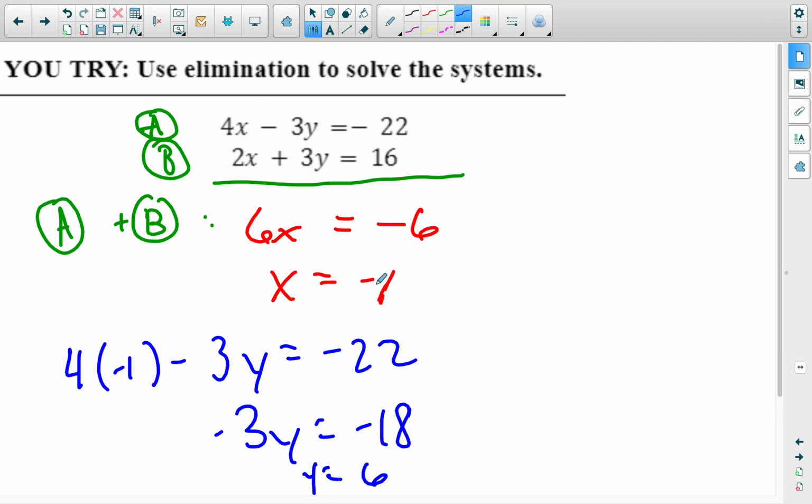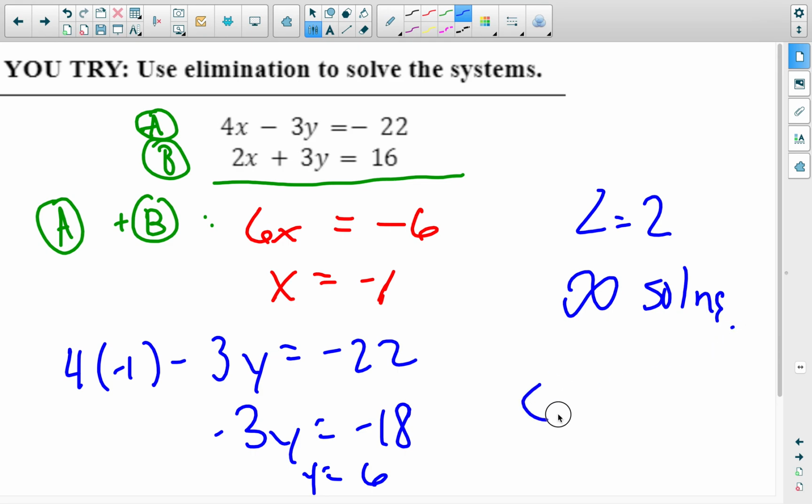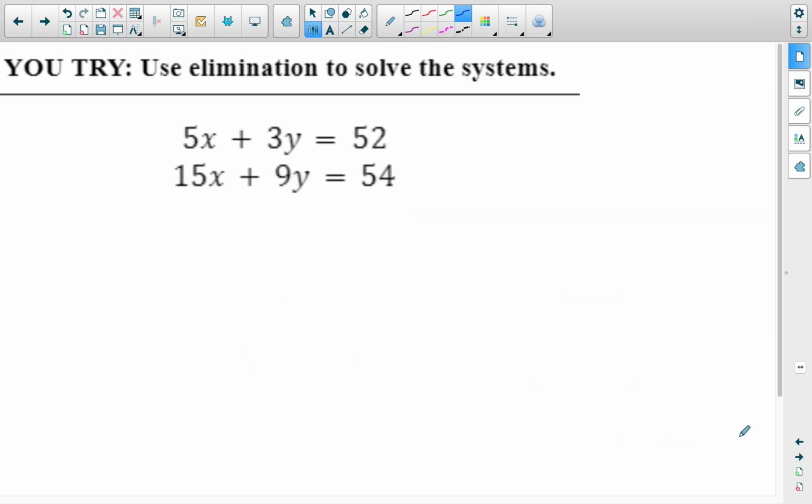Okay, so if there's ever a point when you're solving this and you reach a point where a number equals a number that is true, so if 2 equals 2, that means there are infinitely many solutions, infinite solutions. If you say 0 equals 2, that is false, meaning there would be no solution. So that's something to keep in mind as we go into this next example.